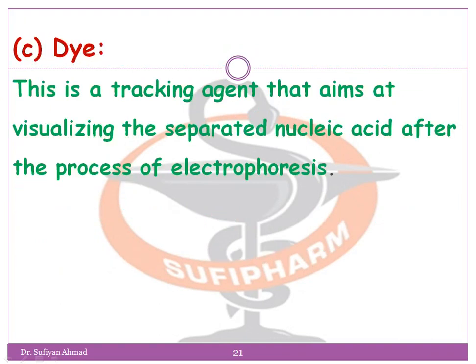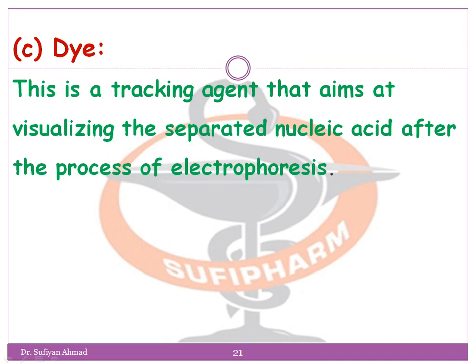Third, the dye. Why is dye used? This is the tracking agent that aims at visualizing the separated nucleic acid after the process of electrophoresis. In agarose gel electrophoresis, ethidium bromide is used as the dye. Ethidium bromide is a fluorescent dye that binds to DNA and intercalates between the stacked bases.